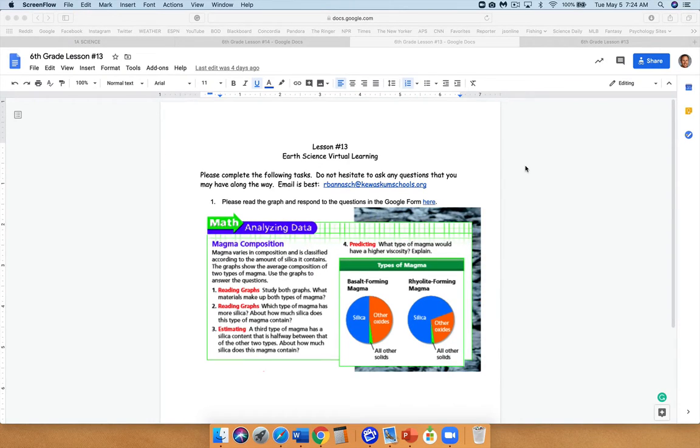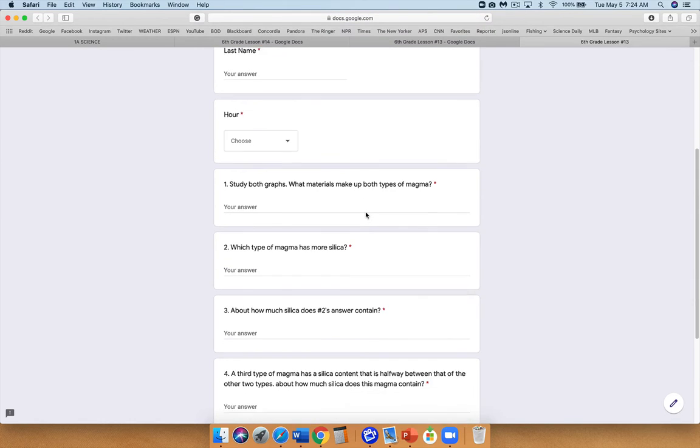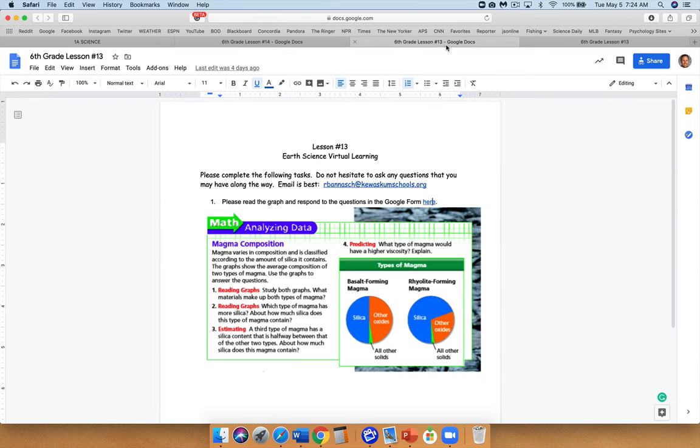This is lesson number 14, and as promised, I'm going back over lesson 13 so that way you know the answers to the questions that you had to do. So let's take a look. You were asked to read the graph and respond to the questions in the Google form. Of course, the Google form is right here, and let's take a look at what we should have for answers.